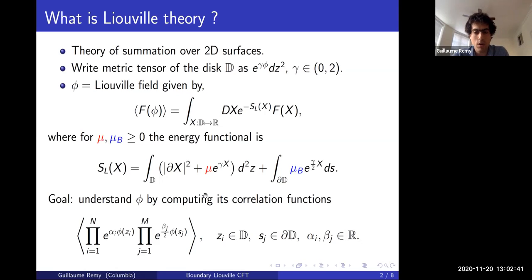Okay, so now what are the observables that physicists can solve? They can solve these correlation functions, in principle at least. What are these observables? There's a sort of joint Laplace transform of your field at different points. So choose some points z_i in the disk and s_j on the boundary of the disk with some associated weights, and you define this observable. In probability, you can view this as a joint Laplace transform. If you compute all these functionals, it's definitely going to describe the law of your field.